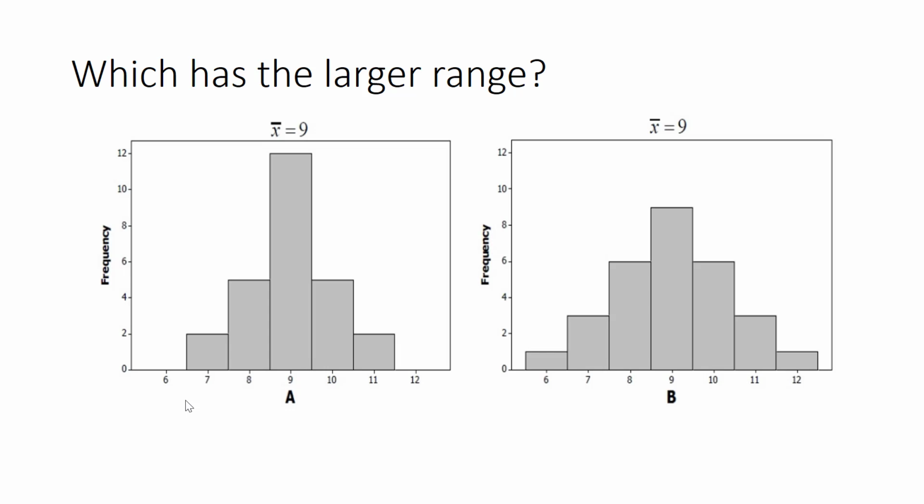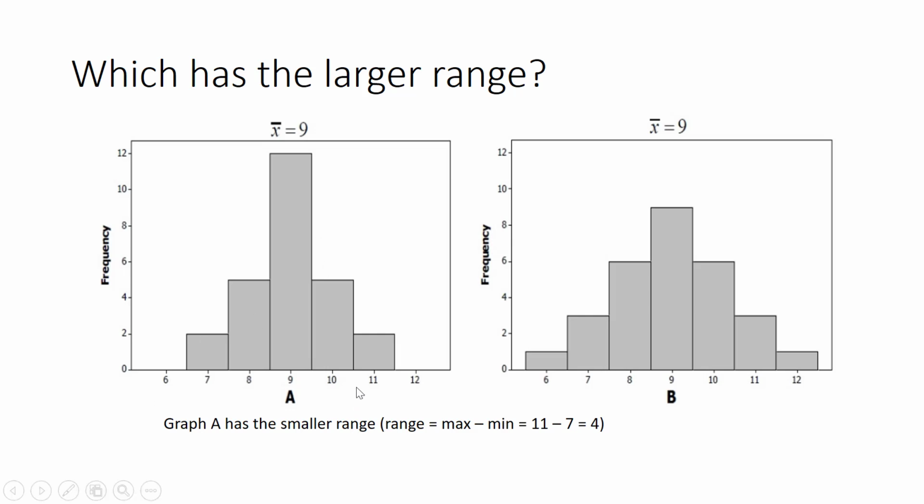If you'd like, you can pause this video, answer the question on your own, and then unpause it to see if you are correct. First, let's notice that both histograms have the same mean. They're both centered around 9. However, graph A has the smaller range.